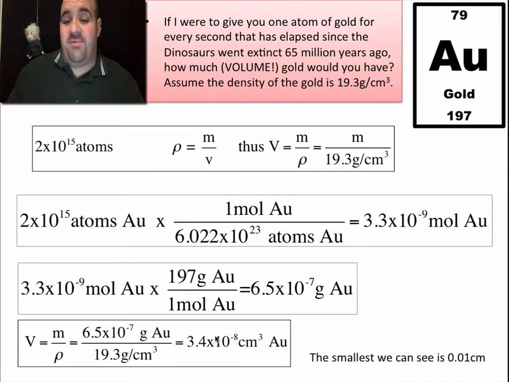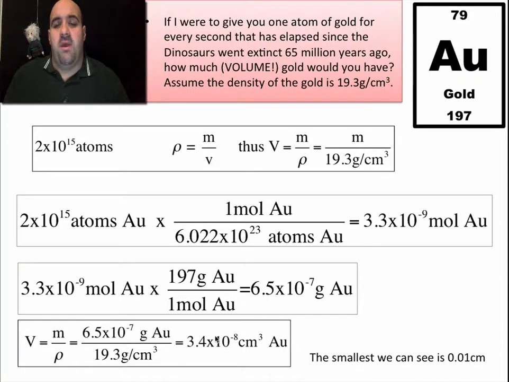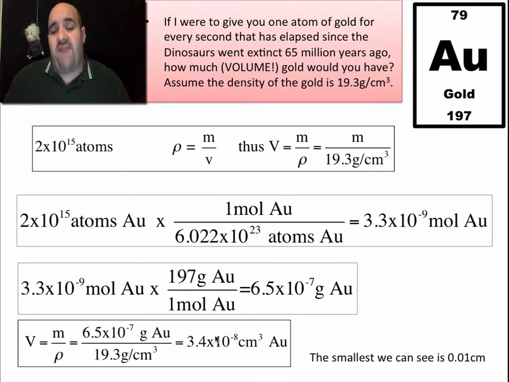Definitely not visible. The smallest we can see is a little dot like 0.01 centimeters. You can't even see that with your naked eye. It's such a small amount. Times 10 to the negative 8th centimeter. Centimeters are already small, and you have a very small fraction of a centimeter.